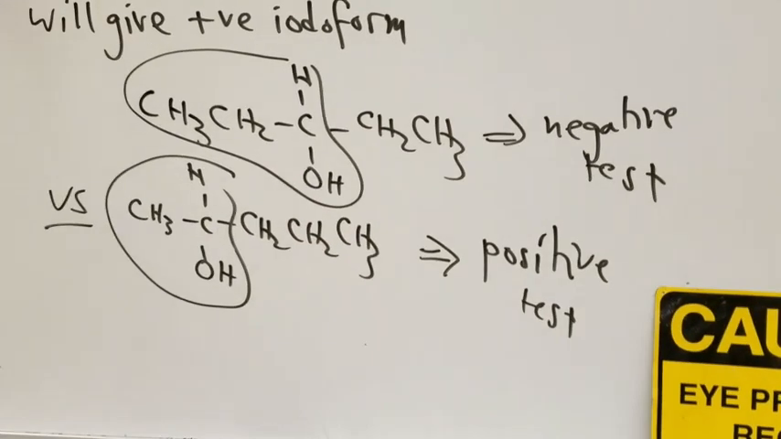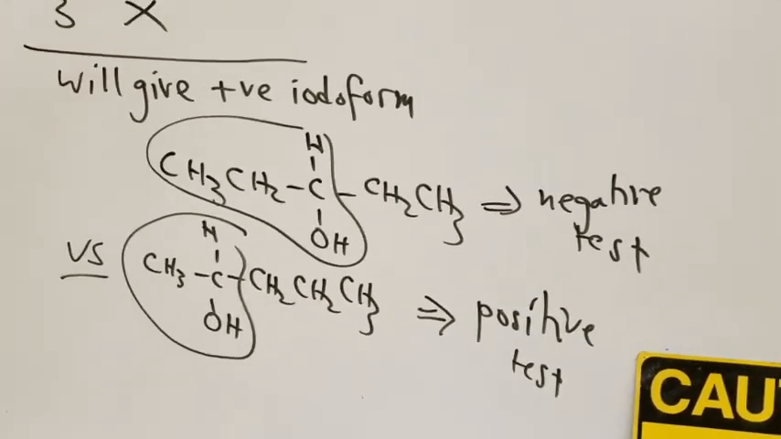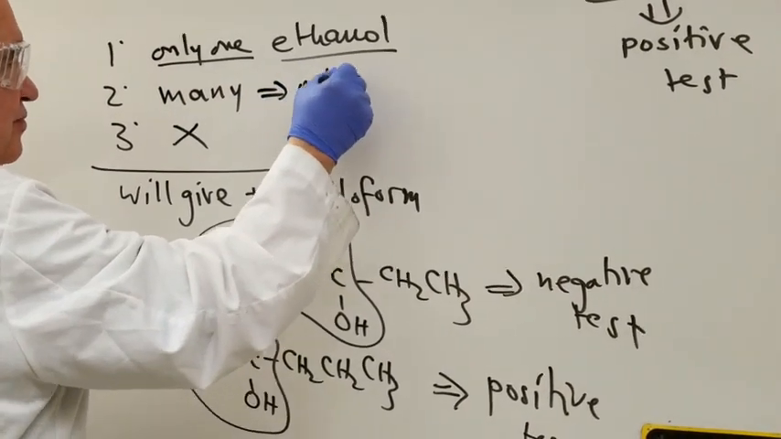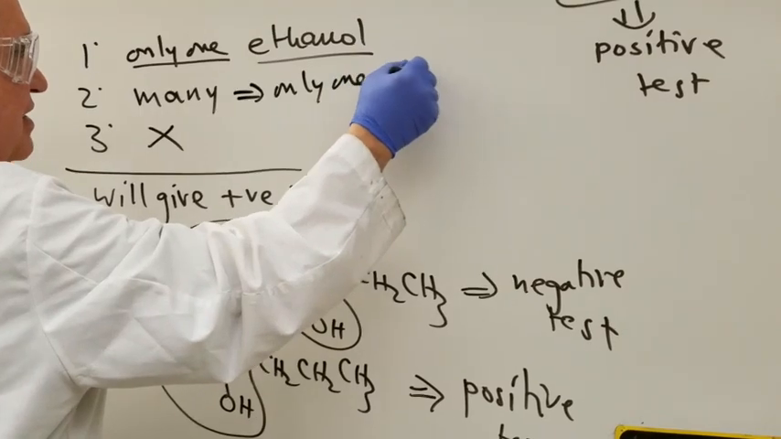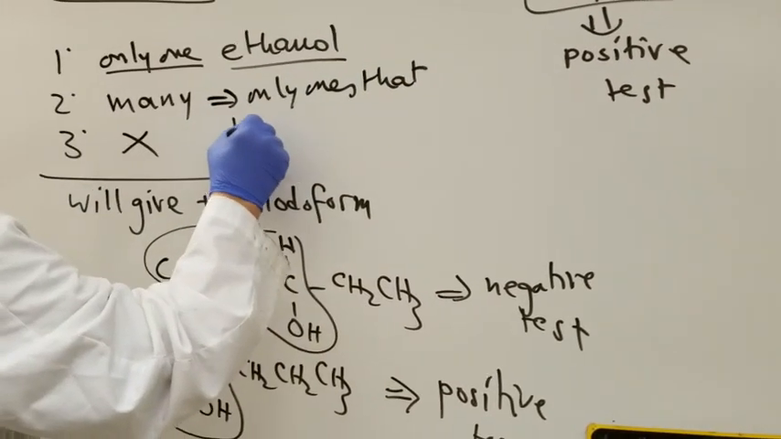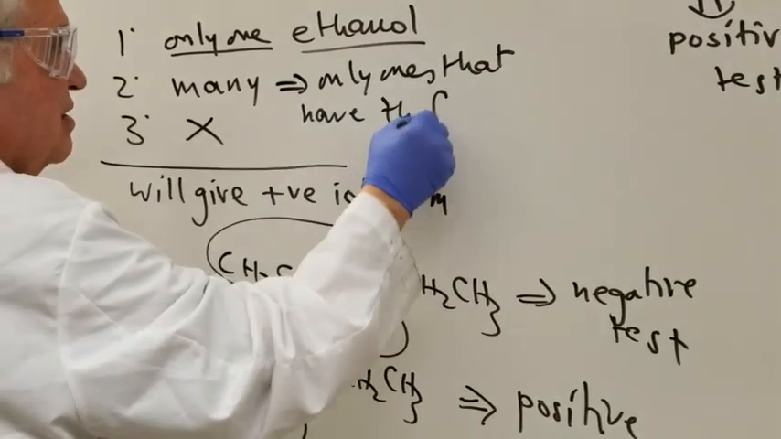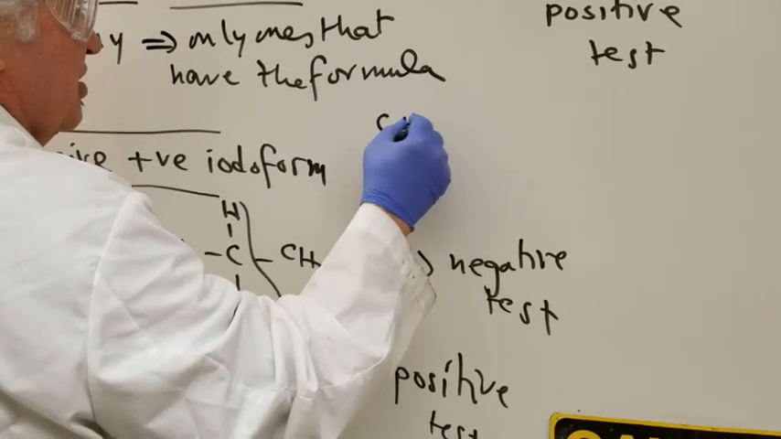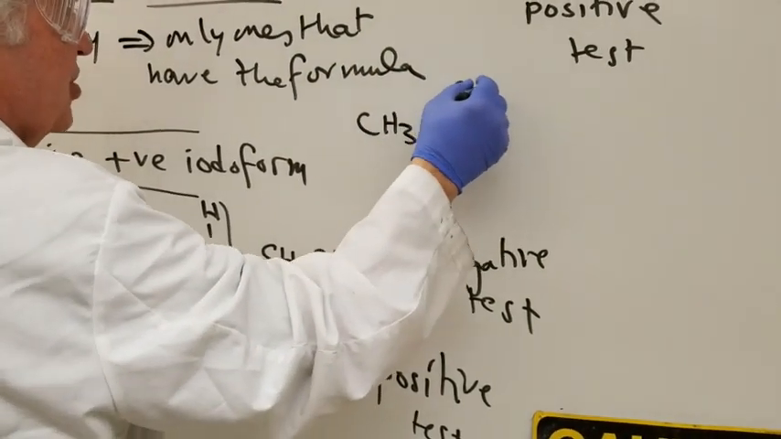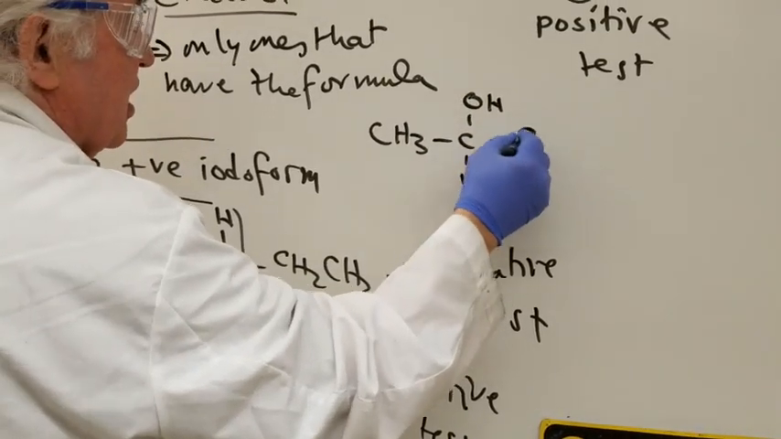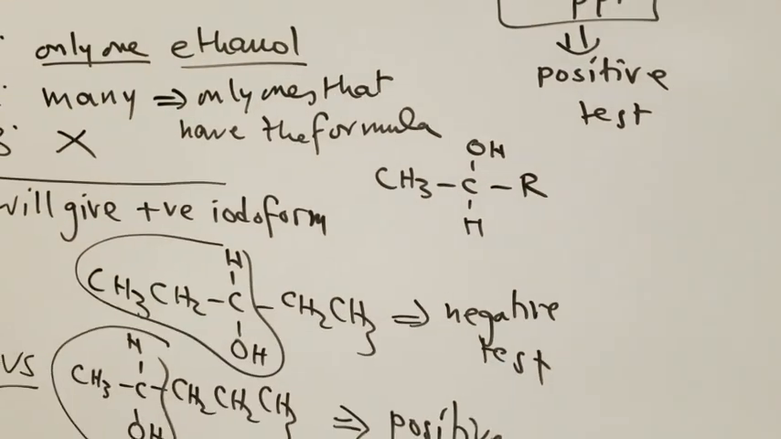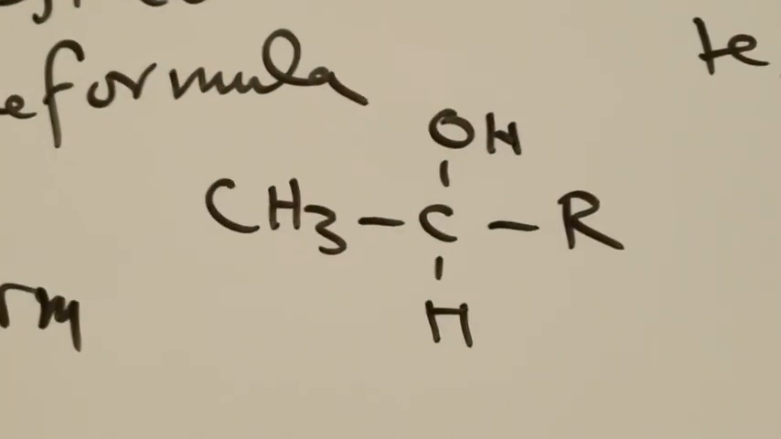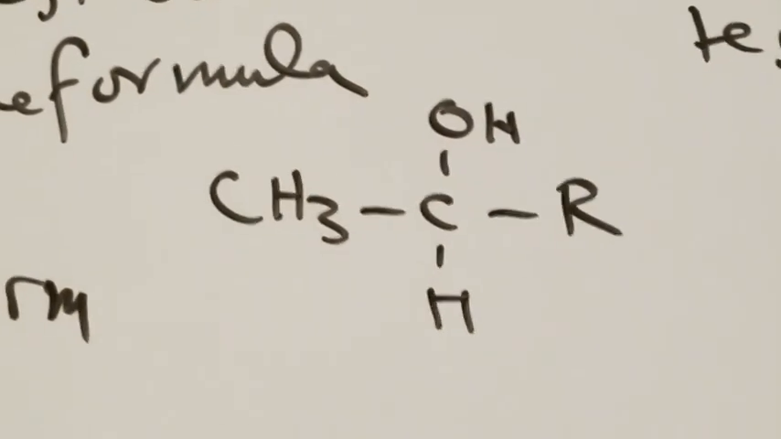So, how many secondary alcohols do we have? Many. What is the condition? Only ones that have the formula of CH3, COH, H, and R. If you do not have a CH3 directly attached to the carbon that carries the OH, the reaction will not take place. Are we in agreement?